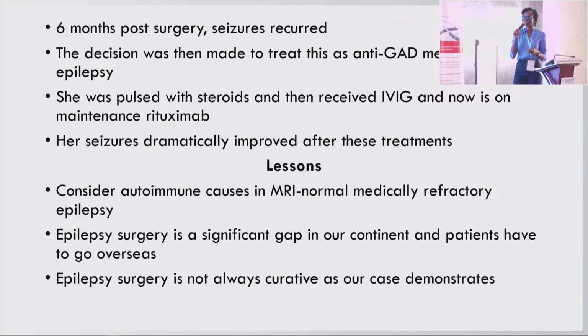Some of the lessons to take from this case are to consider autoimmune causes in medically refractory epilepsy, and to consider the fact that epilepsy surgery is something we need for our patients, and it's a significant gap. Patients have to go overseas, many cannot afford it, and despite the fact that she got epilepsy surgery, it's not always curative, as we saw.